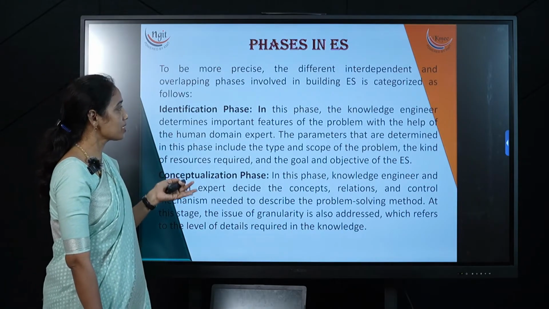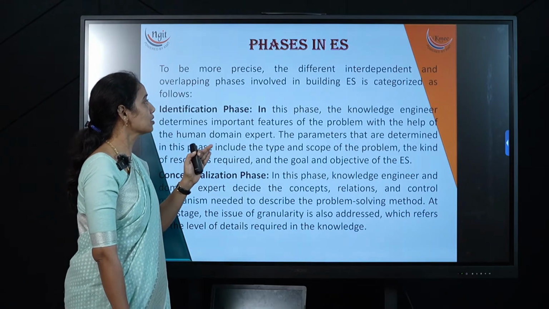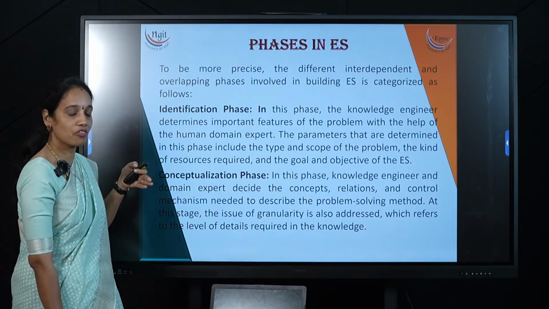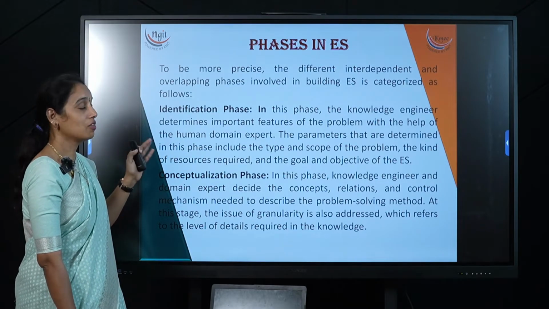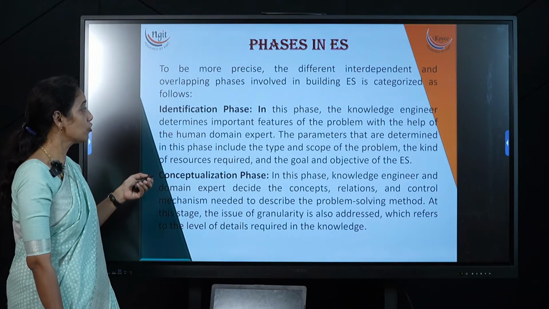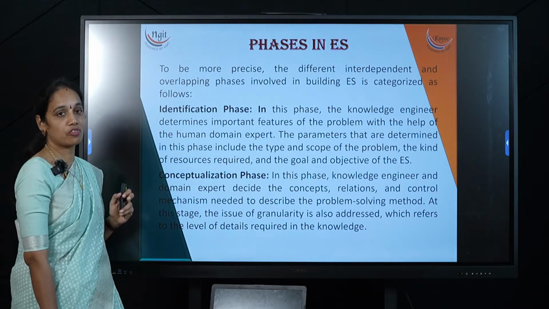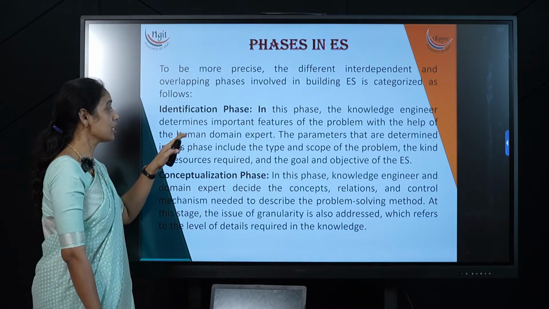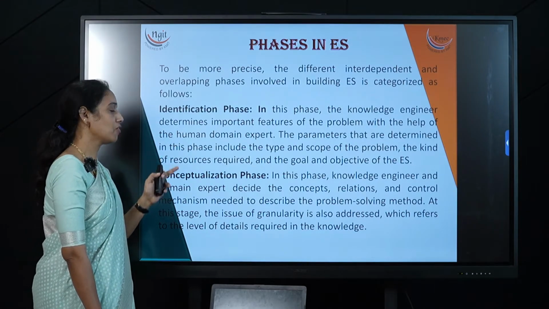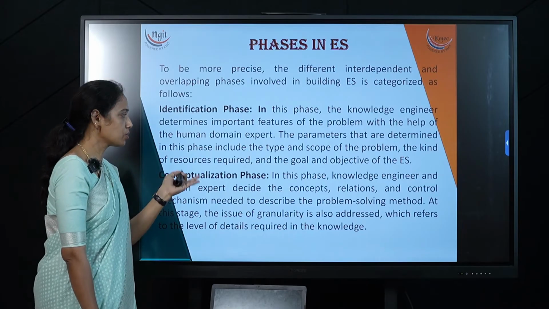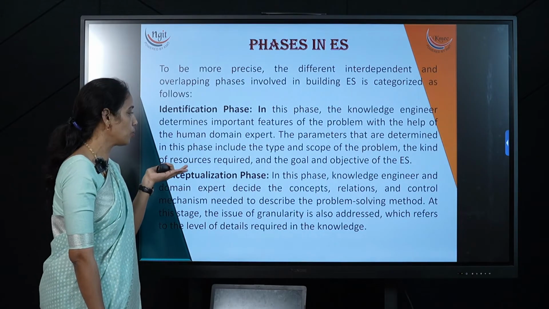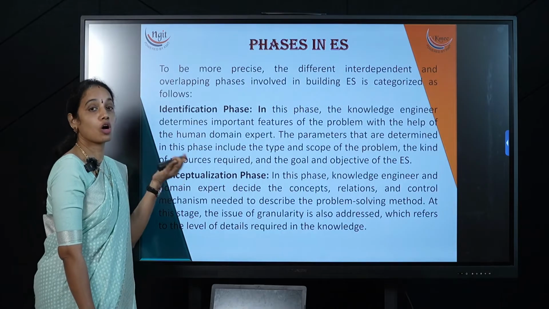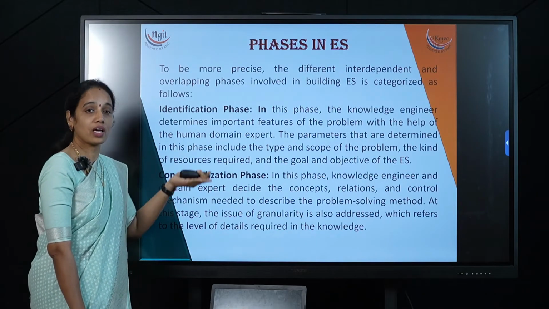To be more precise, there are some different interdependent and overlapping phases involved in building this ES, which are categorized as follows. The very first one is the identification phase. In this phase, the knowledge engineer determines important features of the problem with the help of a human domain expert. This includes the type and scope of the problem, the goal, and the objective of the particular expert system they are going to develop.